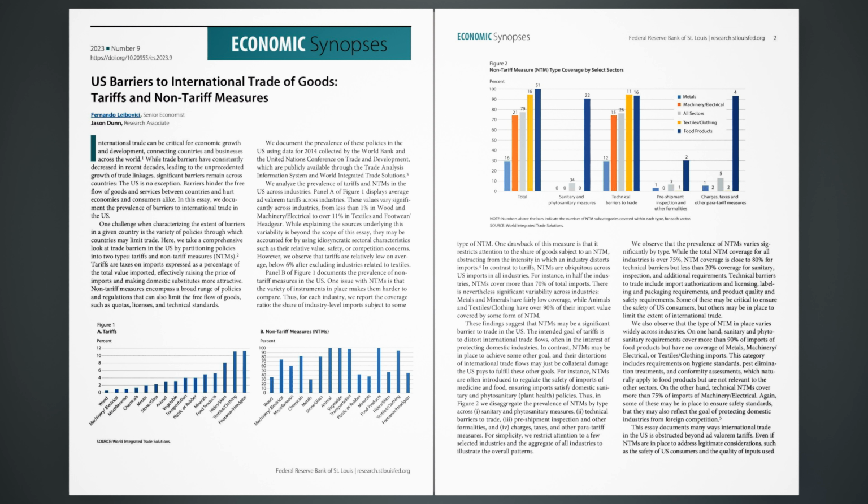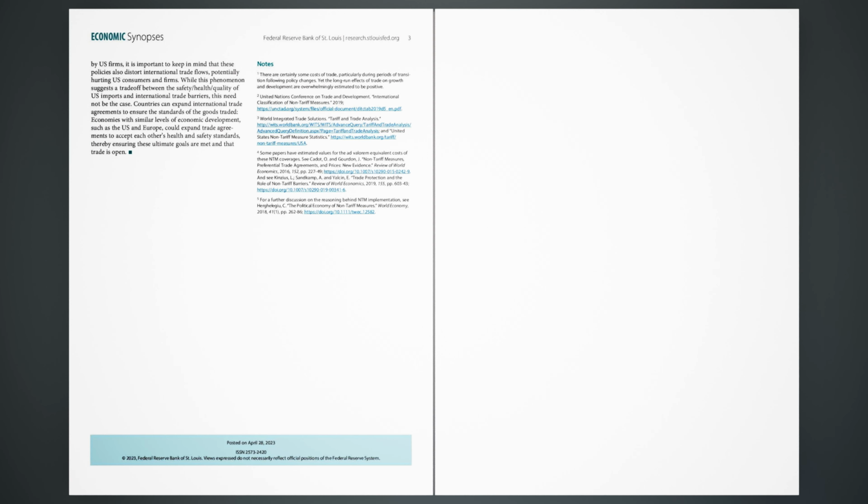5. This essay documents many ways international trade in the U.S. is obstructed beyond ad valorem tariffs. Even if NTMs are in place to address legitimate considerations, such as the safety of U.S. consumers and the quality of inputs used by U.S. firms, it is important to keep in mind that these policies also distort international trade flows, potentially hurting U.S. consumers and firms. While this phenomenon suggests a trade-off between the safety, health, quality of U.S. imports and international trade barriers, this need not be the case.